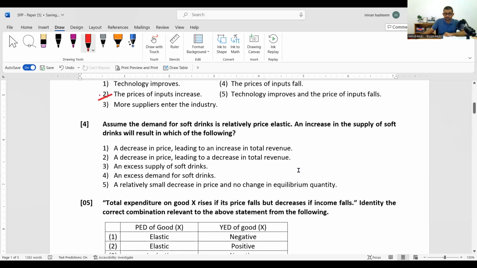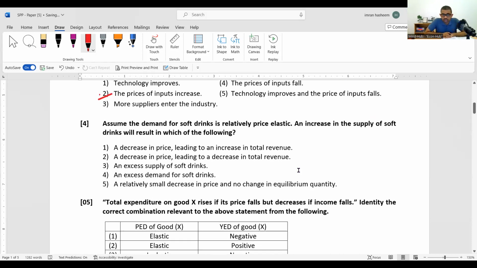Assume the demand for soft drinks is relatively price inelastic. An increase in the supply of soft drinks will result in which of the following? What will happen to the price of soft drinks?